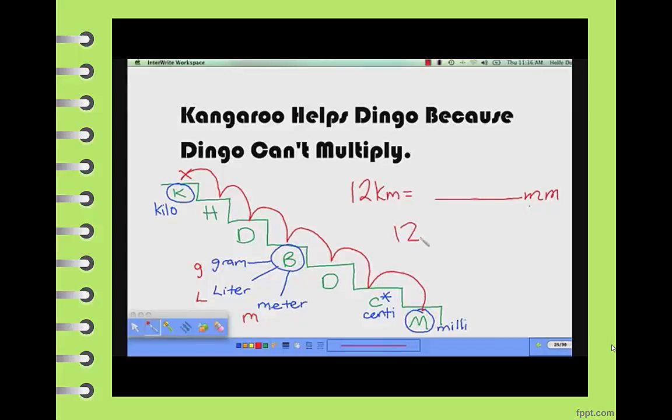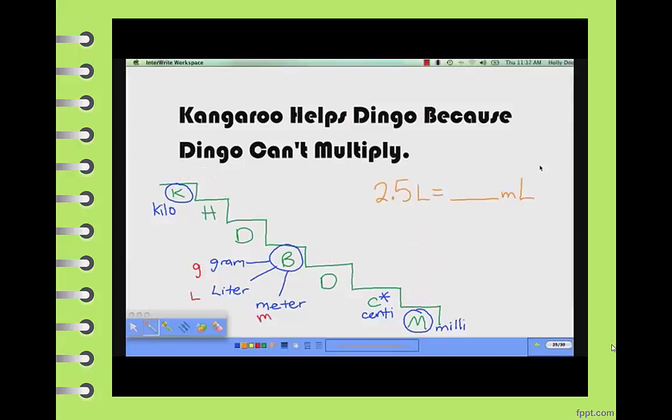Start out with my whole number 12. I'm moving that decimal 6 times to the right, so 1, 2, 3, 4, 5, 6. Fill in all of those empty spaces with zeros, and we got a pretty big number here, guys. We got 12 followed by six zeros, which happens to be 12 million millimeters. So there's a whole lot of millimeters in a kilometer. Let's take a look at one more example.